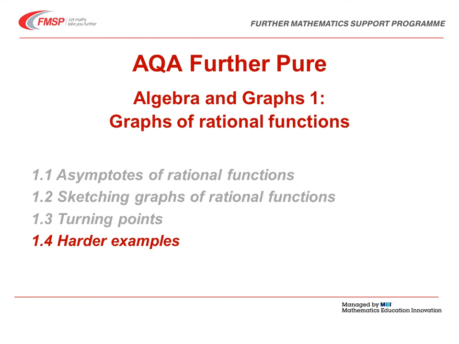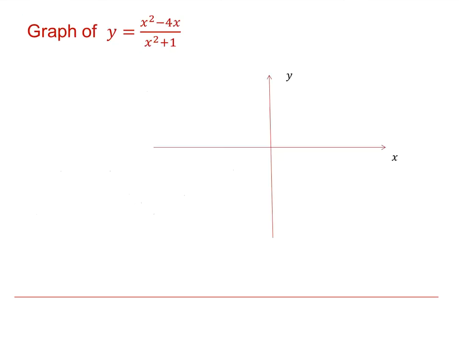This is a video for AQA Further Pure Mathematics, Algebra and Graphs, section 1.4. In this video we're going to be looking at a couple of examples that are slightly different to the sketching that we've done previously. So the first one here is x squared minus 4x over x squared plus 1.